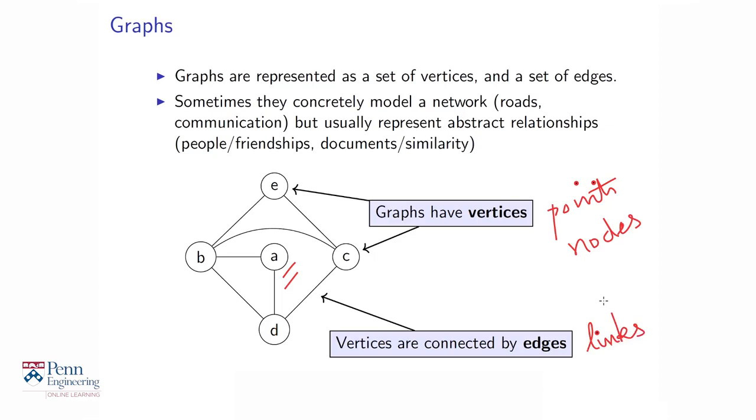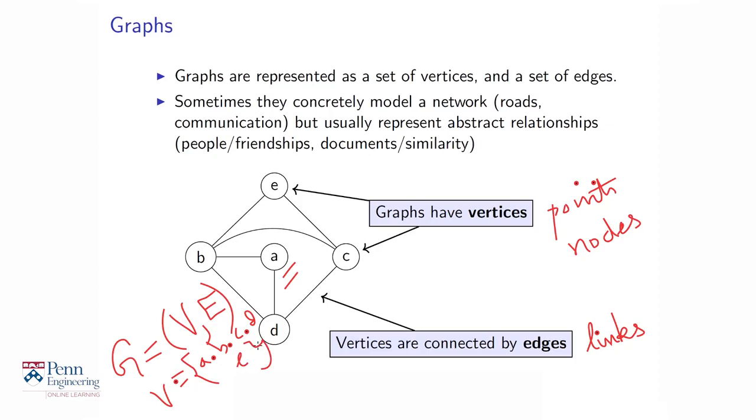Now, mathematically, a graph is a finite set of vertices. The set here is the set A, B, C, D, E. Usually graphs are denoted by the symbol G. We can write G as equal to a set of vertices V and a set of edges E. So what is V? V is just the 5 vertices in this case. In this example, it's just A, B, C, D, and E.